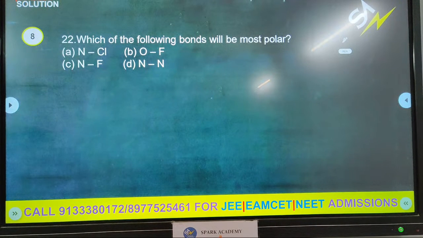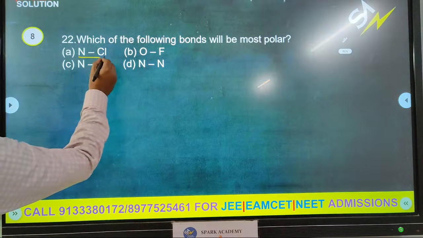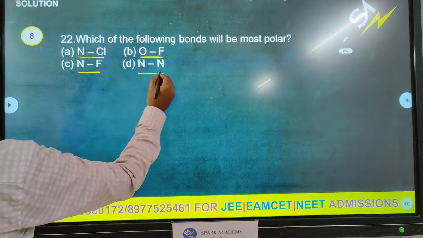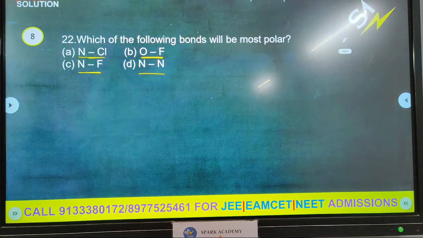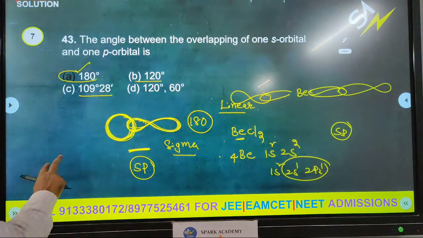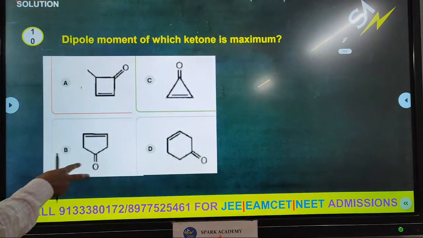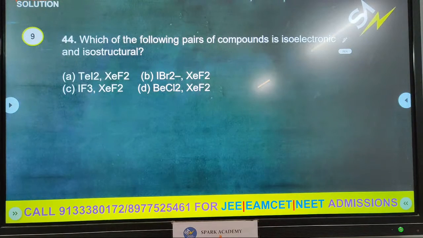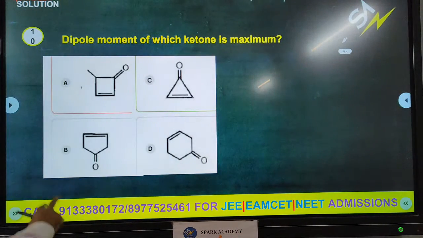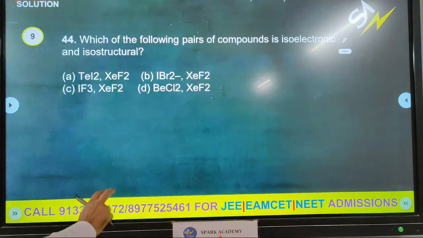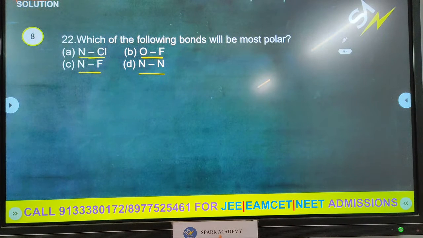Now next, which of the following bonds will be most polar? So here, what are the bonds? The first is the nitrogen and chlorine bond, then the oxygen and fluorine bond, the nitrogen and fluorine bond, and the nitrogen and nitrogen bond. In that, we have to check which is the more polar one.